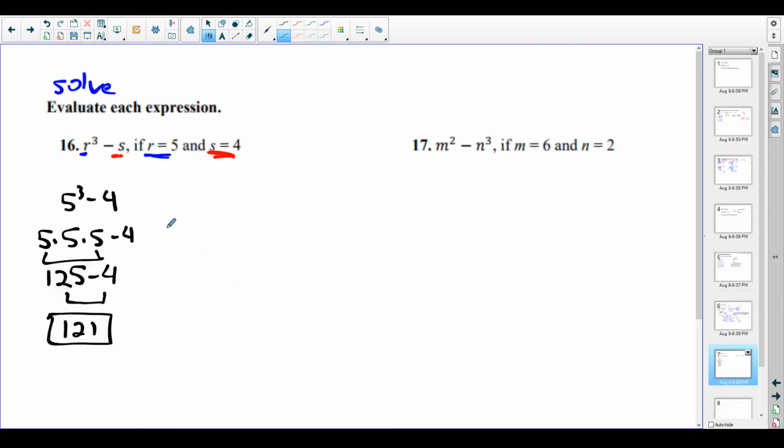So that's it. It looks complicated, it's got all this stuff going on, but really it's just take the values it gives you, put it into the problem, and then work the problem out. Nothing to it. So our last one, we have m squared, where m is 6, and minus n to the third power if n is 2. So we rewrite it. That's 6 to the second power minus 2 to the third power. So 6 times 6 minus 2 times 2 times 2. So 6 times 6 is 36.